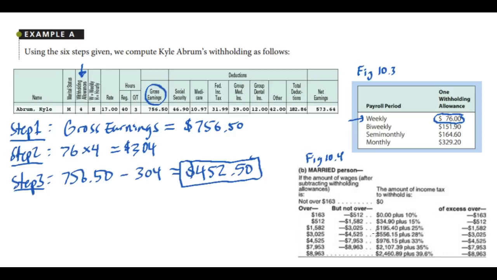So we would determine that $452.50 is between 163 and 512. We're in between those two values right there. We're not between 512 and 1582. So we're in between these two values in this row: over 163, but not over 512. So we're looking at the first row. We're just looking at the first row.